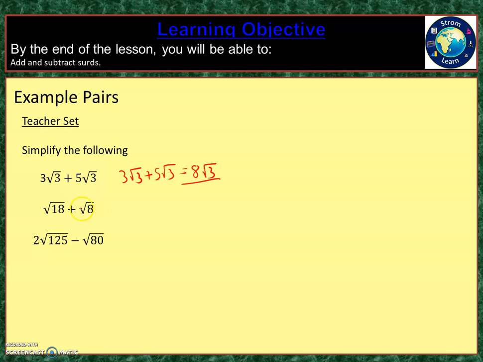Now in this case, these are roots of different numbers, so currently I'm unable to add them together. However, if I'm asked to simplify these, there must be a way of doing that, and the way I'm going to do this is I'm going to simplify each of the surds first.